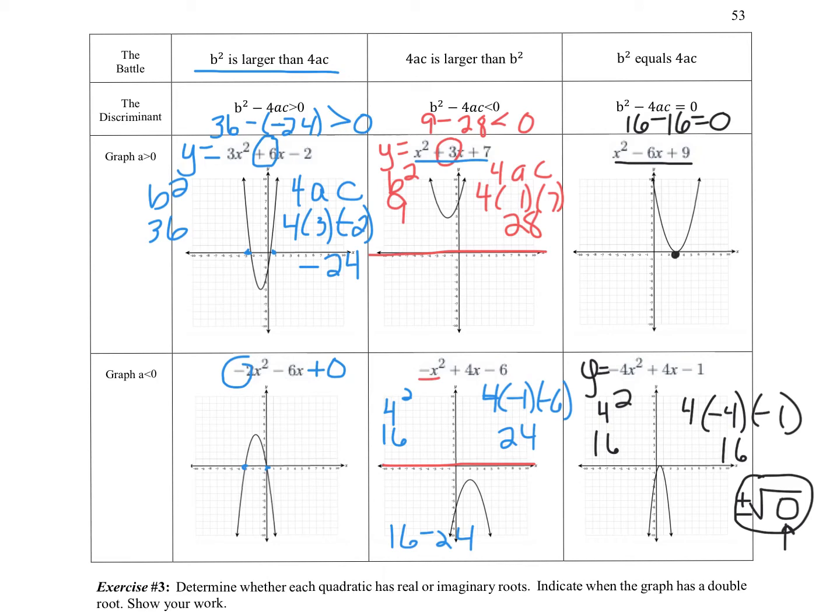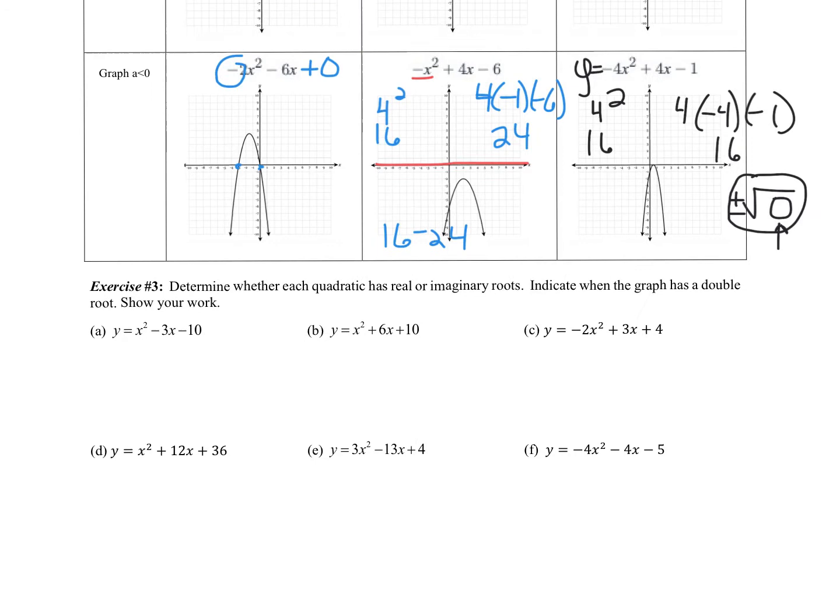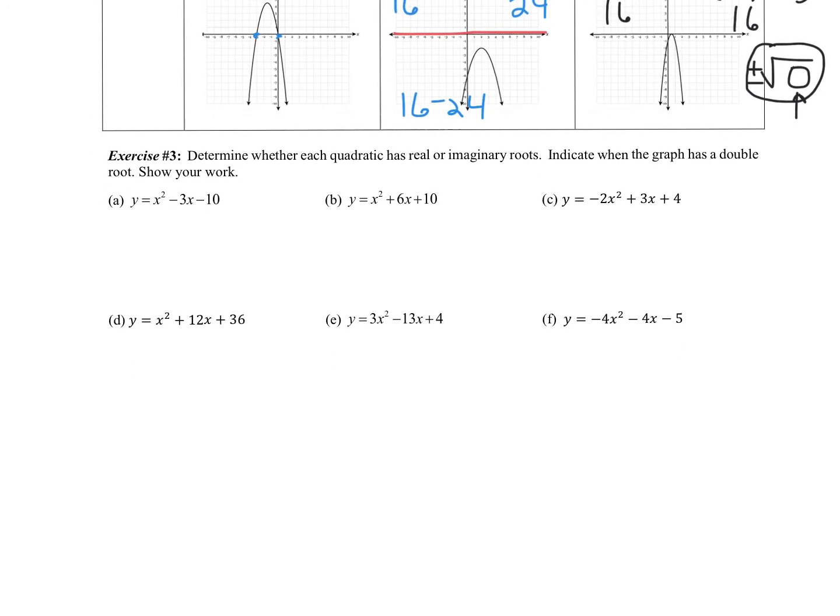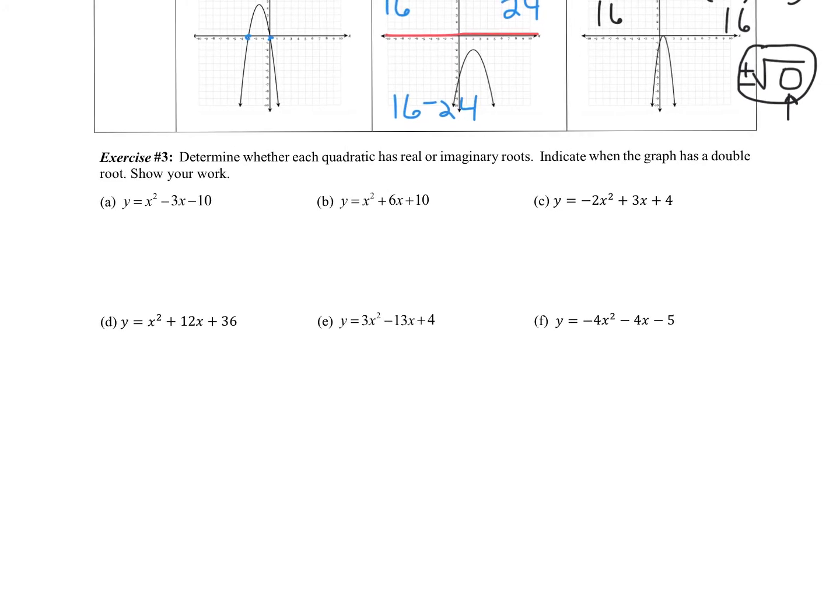So looking down at the bottom of the page, we'll start to think about that. I am going to, on the first set, just talk about actual b squared minus 4ac to decide whether each quadratic has real or imaginary roots, and then indicate when the graph has a double root. So that's when we get that 0 for the discriminant.